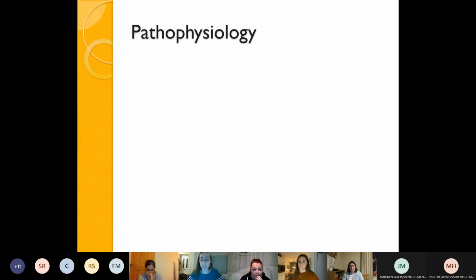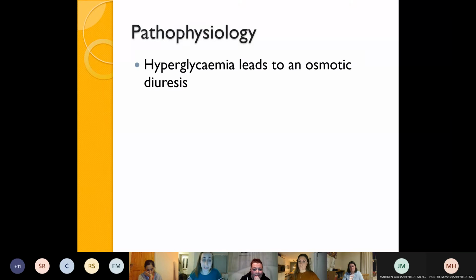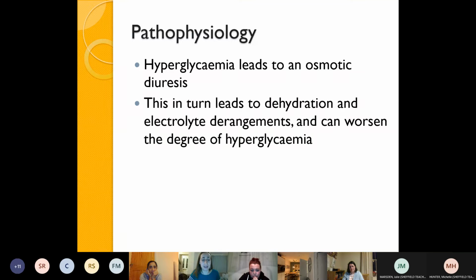So the pathophysiology of HHS is a little bit simpler than DKA. You've got hyperglycemia, so high glucose in the blood over a period of time. We're talking days to weeks, not hours like we are with DKA. And it causes an osmotic diuresis. So essentially, again, you start trying to pee out blood glucose. That drags the water and the electrolytes with it. But this happens over a period of days and weeks.